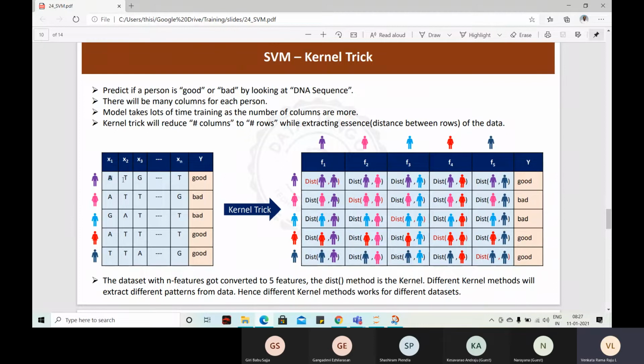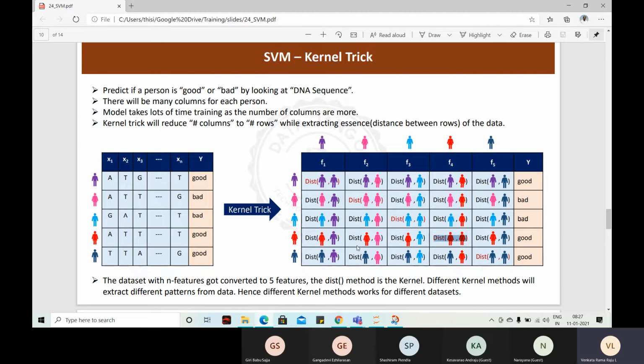Suppose you converted all these letters to numbers, A, T, G, only 26 numbers will be there. Now you are calculating the distance between 1 and 1, 0; 2 and 2, 0; 3 and 3, 0; 4 and 4, 0; 5 and 5, 0. If the distance is too high, what does that mean? If the distance is 0, what does that mean?